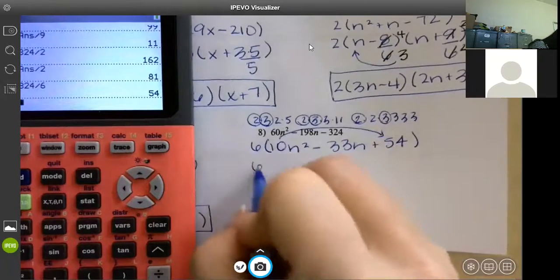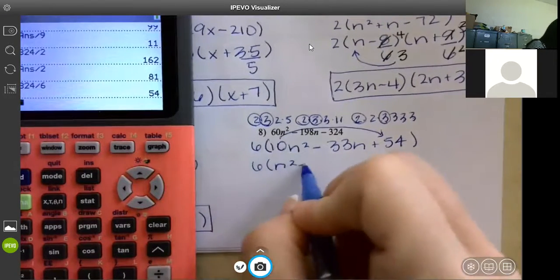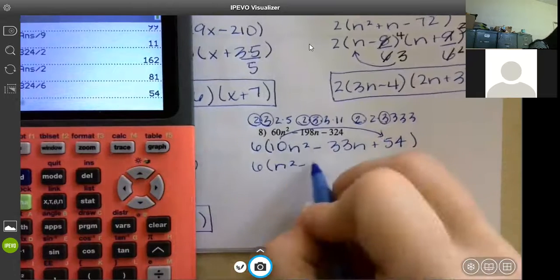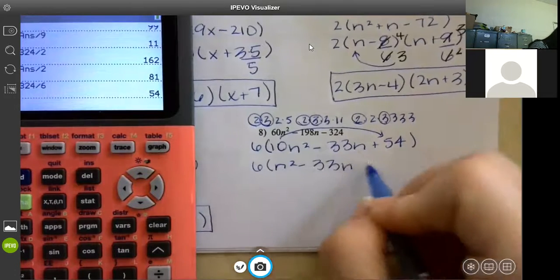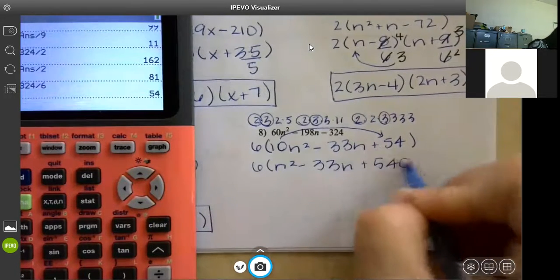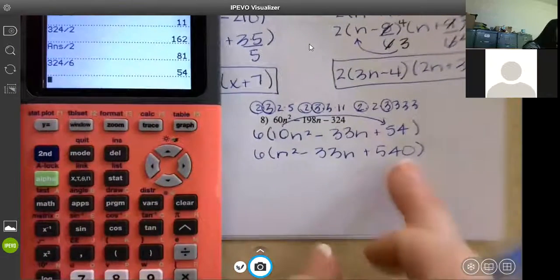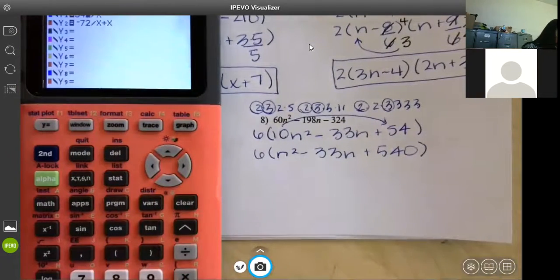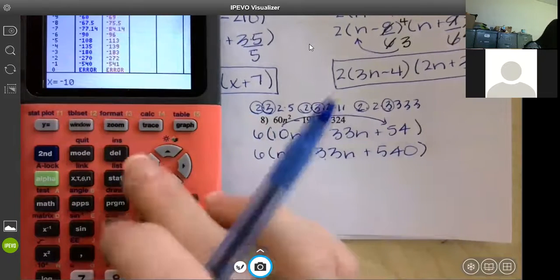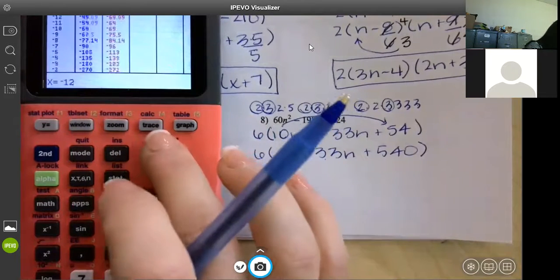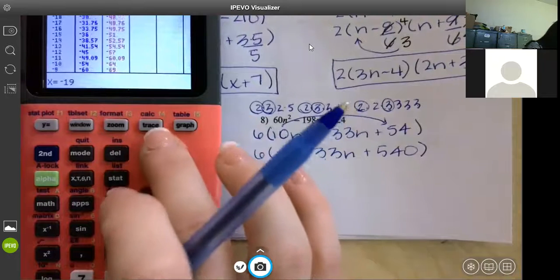Slide your 10 over. We get n squared minus 33n plus 540. We're looking for factors of 540 that add to negative 33. So there's negative 64, negative 57.